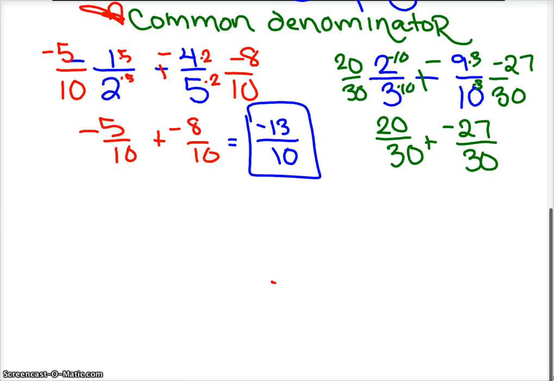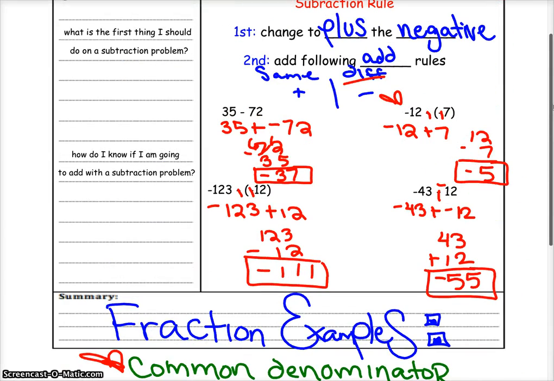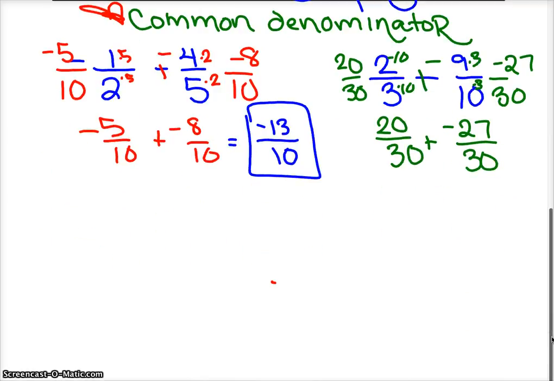So they're different signs. Different signs, according to my notes, means I subtract. When they're different signs, I subtract. So I'm going to subtract these two. 27 minus 20 is 7, and I have more negatives, all over the same denominator. That's it.